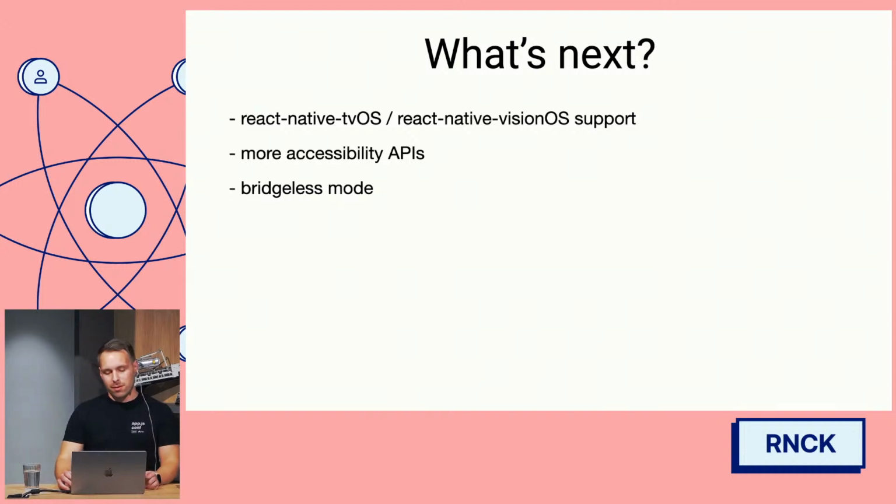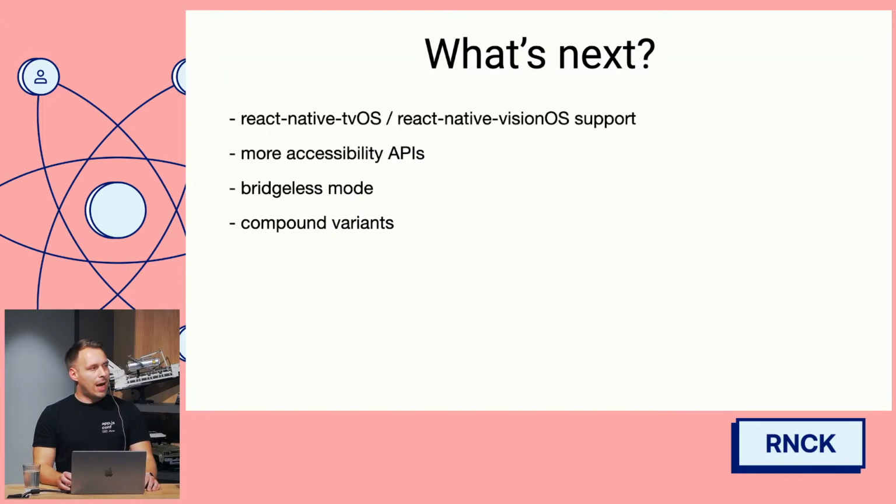As Kacper mentioned, soon we will use bridgeless mode, so I need to also cover that. I'm also looking into compound variants. Compound variants are like extended variants. We can add an additional condition when, for example, size is large and color is primary, we can inject additional styles.